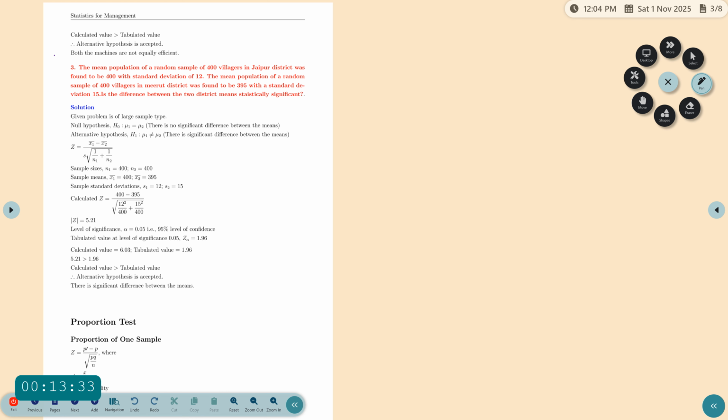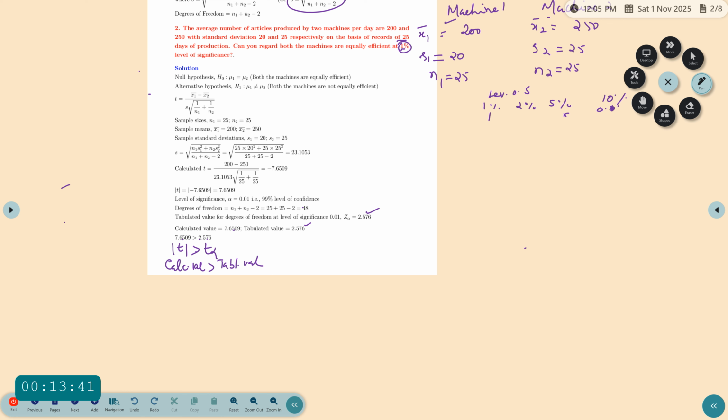We reject the null hypothesis and accept the alternative hypothesis. Based on this, we can write the result. What's the result based on the alternative hypothesis? We accepted that both conditions are not equally efficient. This is what we conclude about the claim of the claimant.